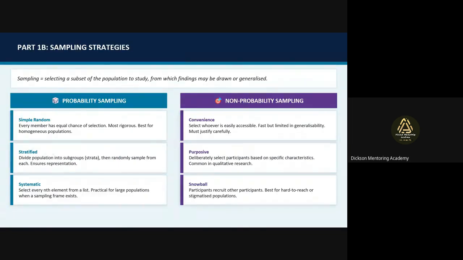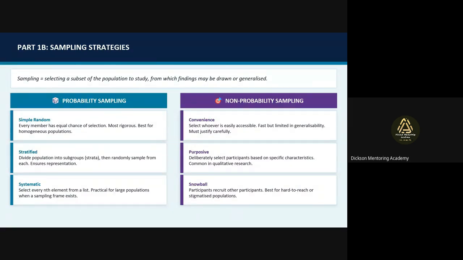So let's move to sampling strategies. We have two types of sampling strategies: probability sampling and non-probability sampling. But first, what is sampling? Sampling is selecting a subset of the population to study, from which findings may be drawn or generalized.